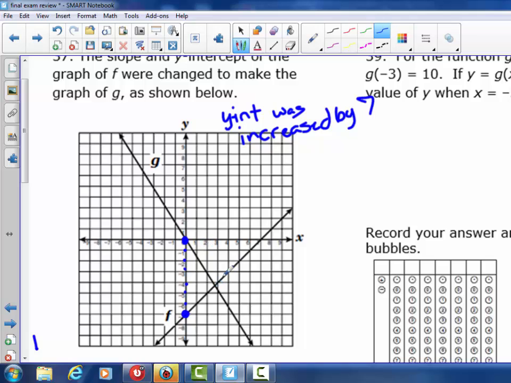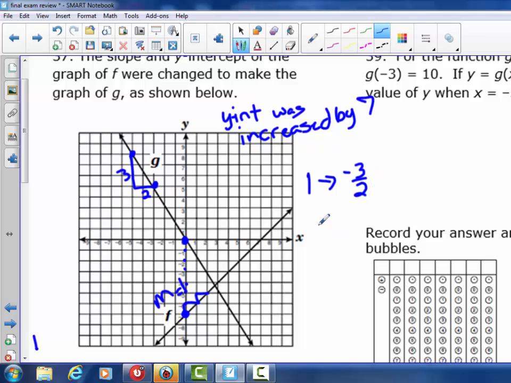Then we could look at the slope. Okay, the slope here is going up 1 over 1 each time. So the slope of f was 1. And the slope of g, let's see if we can find some points where it's going through. There's a corner, there's a corner. Right, so we went down 1, 2, 3, and over 1, 2. So it's now negative 3 over 2.